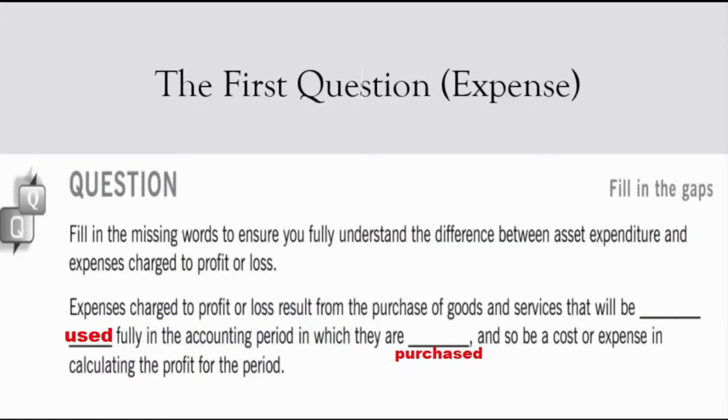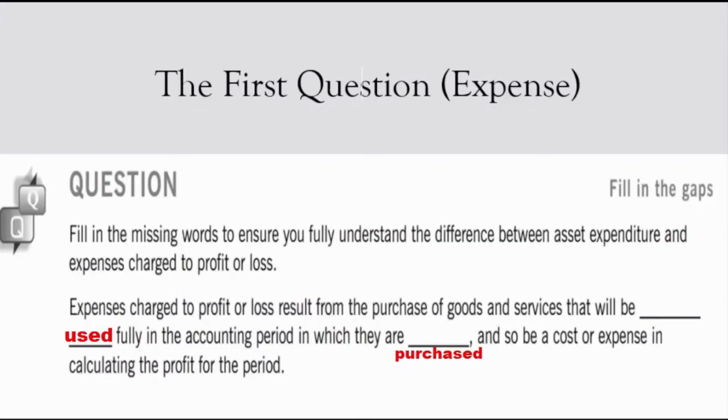Let's break it down. Goods and services used in the current period. These are short-term costs, meaning the business consumes them fully during the same accounting period they're purchased. Examples: electricity bills, stationery, or repairs. If you pay your electricity bill in January, that electricity is consumed immediately. It won't benefit the business next year.